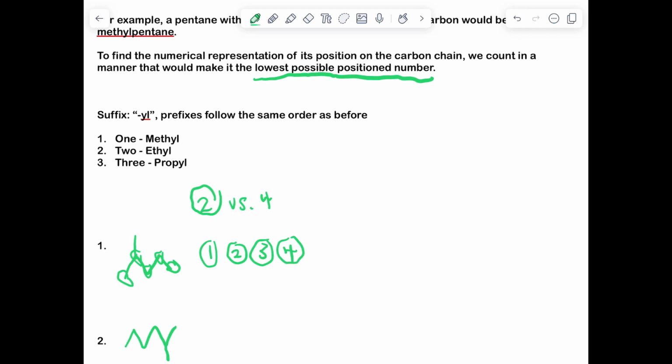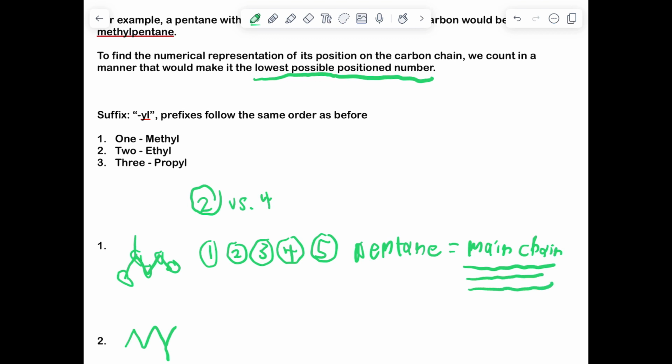So we have that on the second group, and we have 5 total. So the main chain is going to be called pentane, going back to our prefixes for the main alkane chain. And what's the name of that functional group? Let's go back to our prefixes. I'm going to go ahead and switch the pen color to gray just to try out a new setup here.